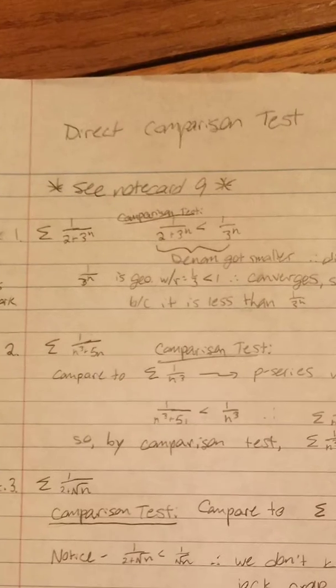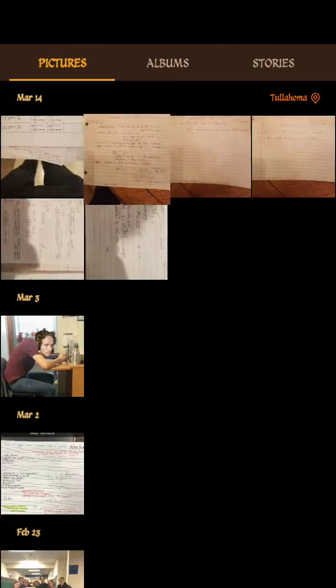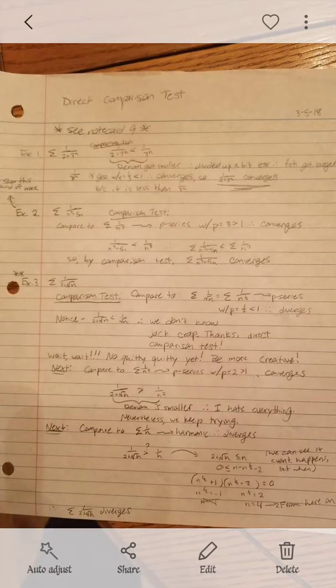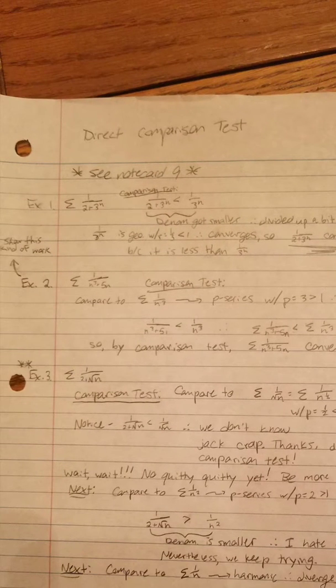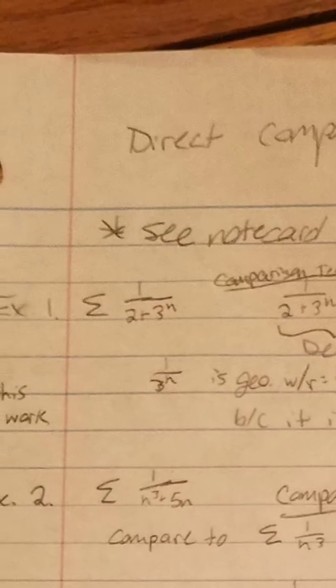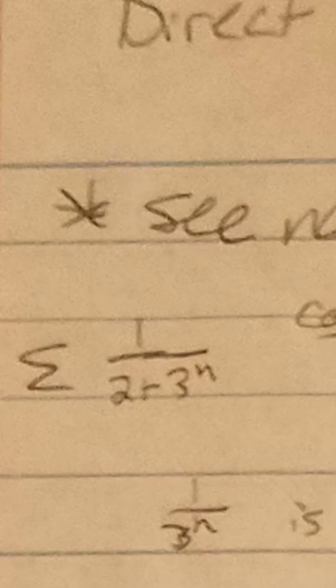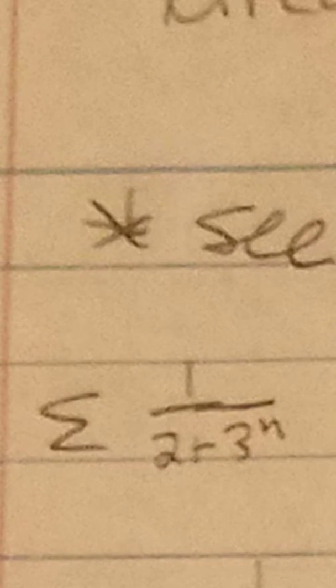So, direct comparison test. What does the direct comparison test say? Well, it essentially says, if you have a series, we'll call it a sub n. In this case, a sub n is the given series. In the case of the first example, a sub n would be 1 over 2 plus 3 to the n. It looks a lot like a geometric series, doesn't it? It looks a lot like 1 over 3 to the n, which would be geometric, but it's not. It's very similar, but it's not.